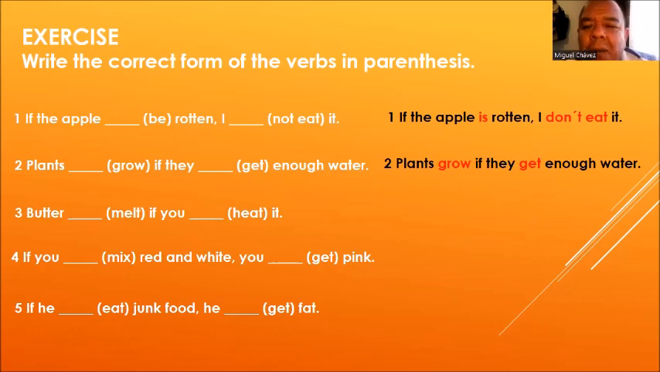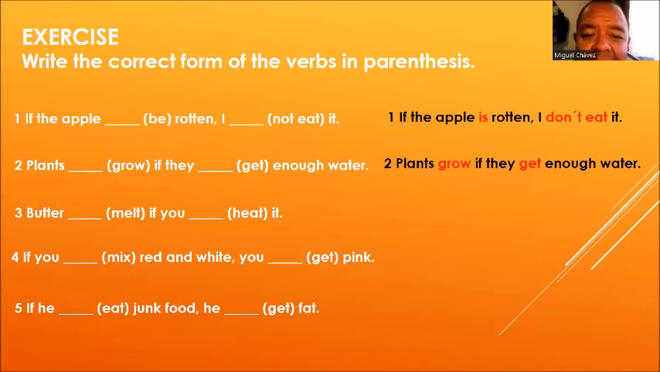Number 3, please, a volunteer. For number 3, it is the simple present. No volunteers? Please, Astrid, can you try it? Yes, butter is melt if you heat it.